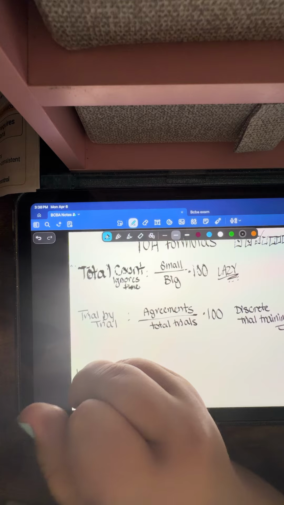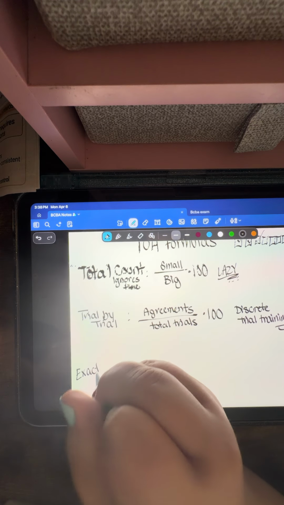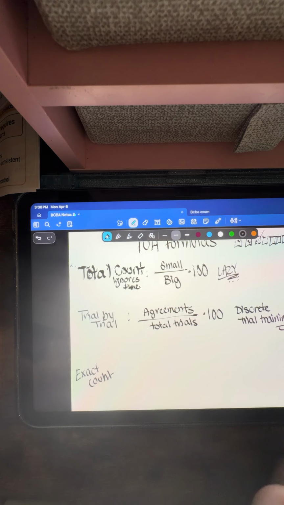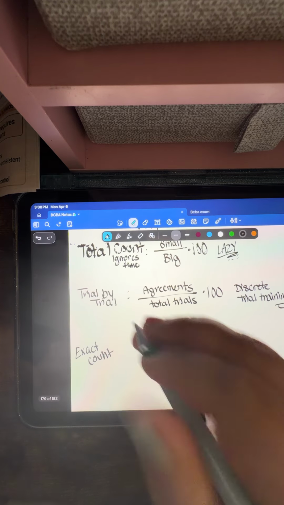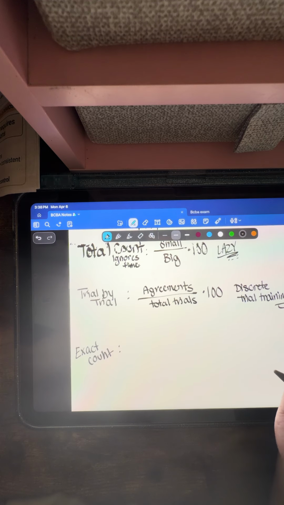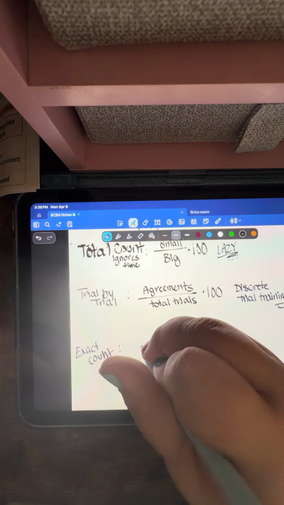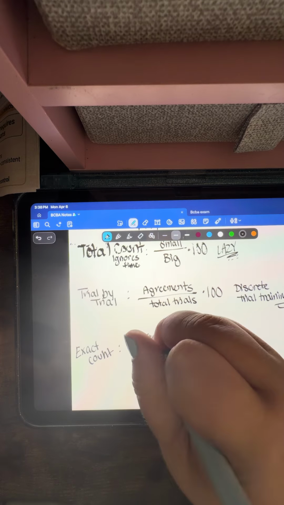Exact count. Again, we're just going through the formulas really quick, and we're going to go back through and touch on these a bit more, but exact count is going to be your strictest one. It's the intervals. I'm going to put this all in here.